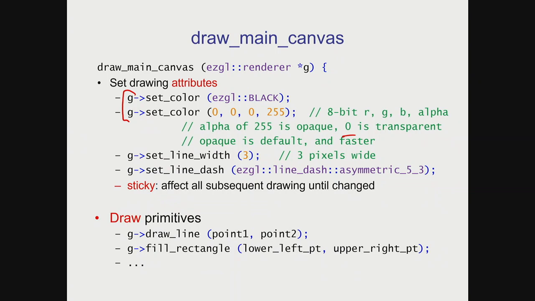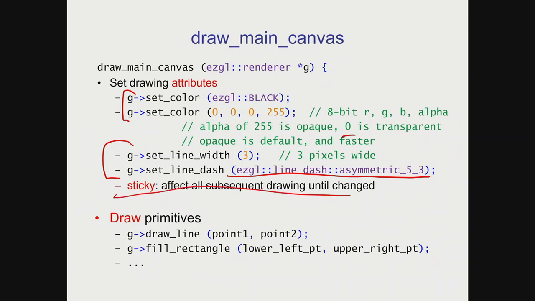Okay, so a couple other attributes. I can make the lines narrower or wider, so I can set the line width. Line widths are set in pixels. I can say I want my lines to be dashed, and I have to look in ece2gl to see, well, this is a defined constant. It's a certain named constant that says I want an asymmetric dash. You look at ece2gl's comments and you see that's there.